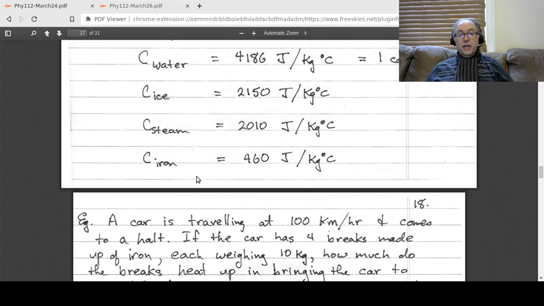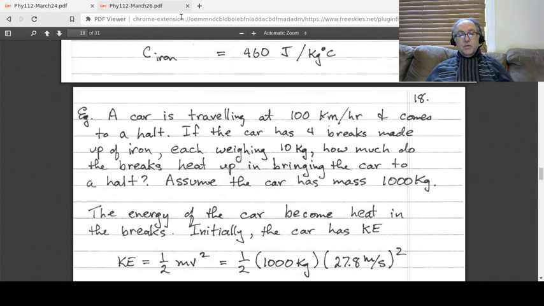Just for another example, I picked iron, and it turns out that iron has a specific heat of 460 joules per kilogram degree Celsius. It's just a property of the material itself. So you tell me the material, and it doesn't matter how much of the material is there. It's just a property of that material, the specific heat. All right, now we're ready to do some problems with that equation.